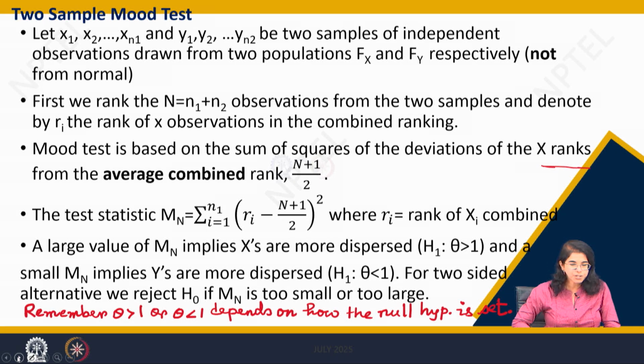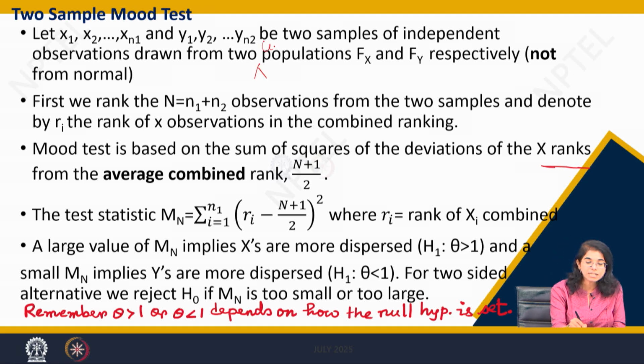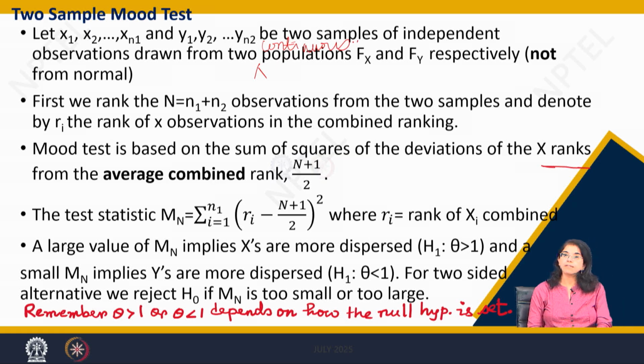Let X1, X2, ..., Xn1 and Y1, Y2, ..., Yn2 be two samples of independent observations drawn from two populations F_X and F_Y respectively, not from the normal. So they are just two continuous populations. Better to write continuous populations. I have missed it. Please make a note: they should be continuous.